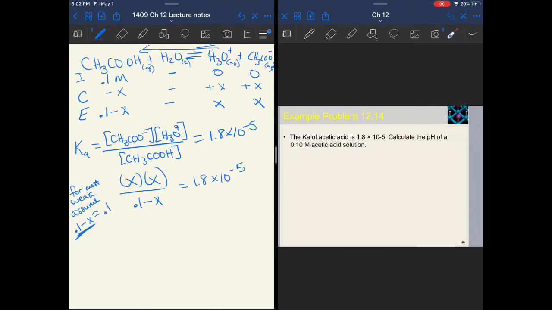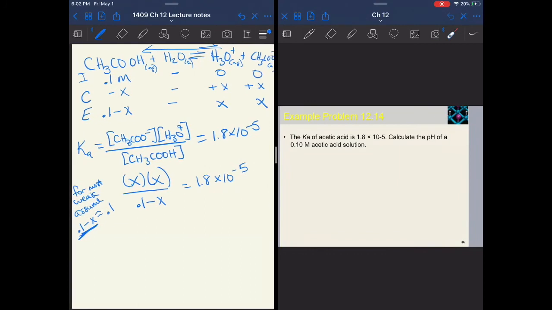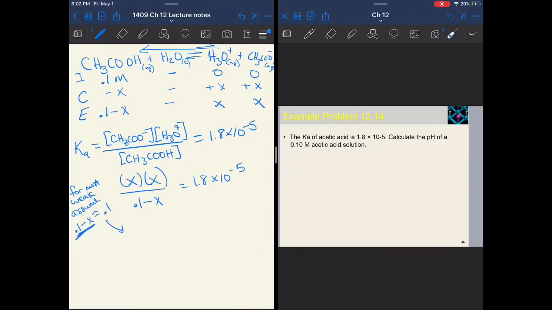All right, so if we assume that, then we're going to rewrite here. I'm going to go ahead and push those X's together. We're going to have X squared over 0.1 equals 1.8 times 10 to the negative 5th.